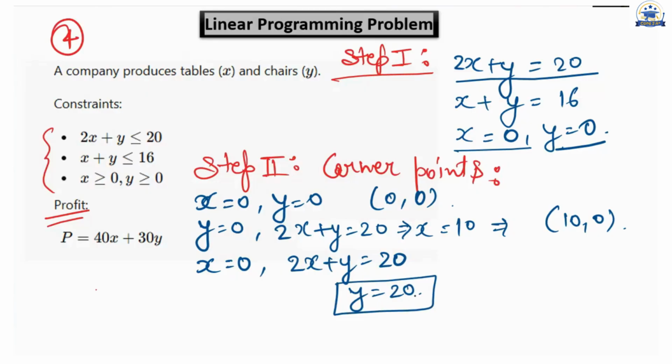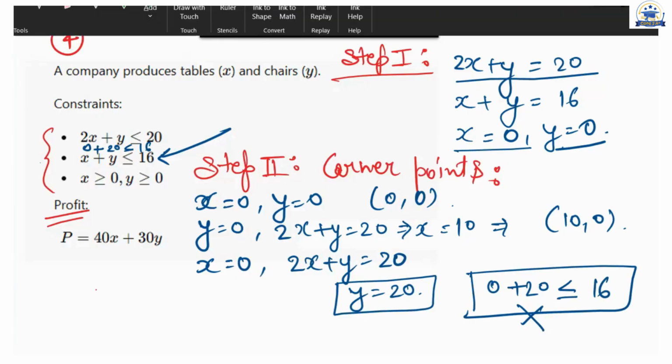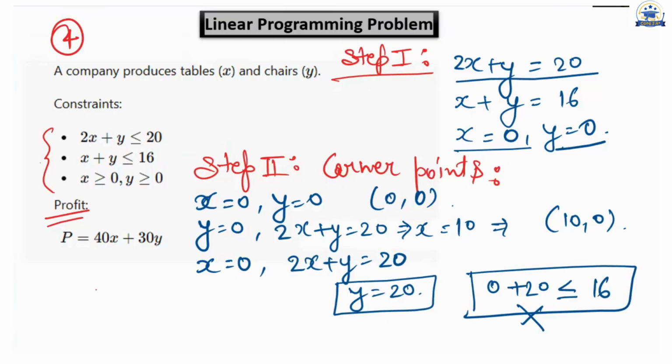Is it satisfying the second equation? If we put x equals 0 and y equals 20, is it less than or equal to 16? No. 0 plus 20 is not less than or equal to 16. So it is not satisfying equation number 2. That's why we cannot take it.